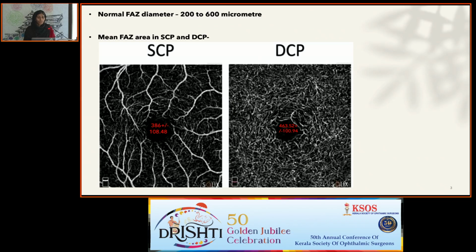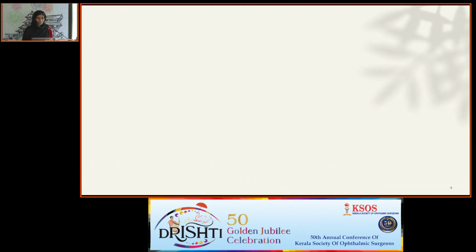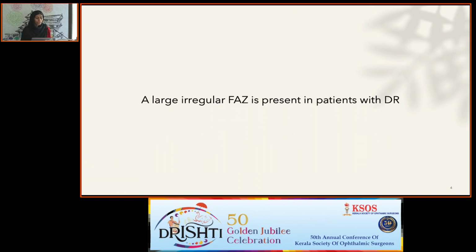Normal foveal avascular diameter varies between 200 to 600 micrometers. Mean foveal avascular zone area in the superficial capillary plexus is 386 micrometer square and in the deep capillary plexus is 463 micrometer square. Due to capillary occlusion, a large irregular foveal avascular zone is present in patients with diabetic retinopathy.